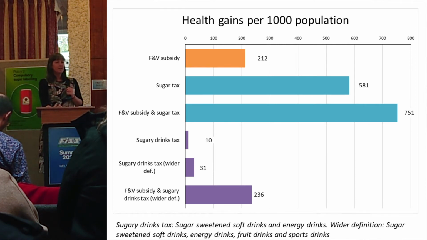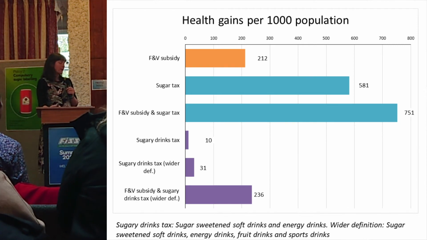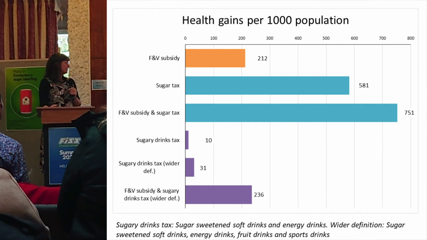You can see that the sugary drinks taxes give quite a lot less health gain at 10 per 1,000 population and 31 per 1,000 population for that wider definition. And when you combine them with a fruit and vegetable subsidy, that increases as well.